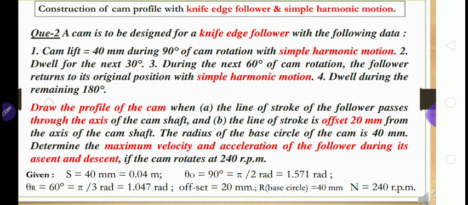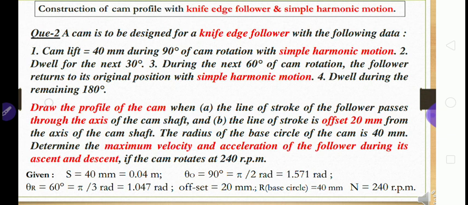Determine the maximum velocity and acceleration of the follower during its ascent and descent. Ascent and descent means during the outstroke and return stroke. For that we have seen two formulas during the theory lecture, V0 and VR, that is maximum velocity during outstroke and maximum velocity during return stroke, and two more formulas, that is A0 and AR, that is maximum acceleration during outstroke and maximum acceleration during return stroke.